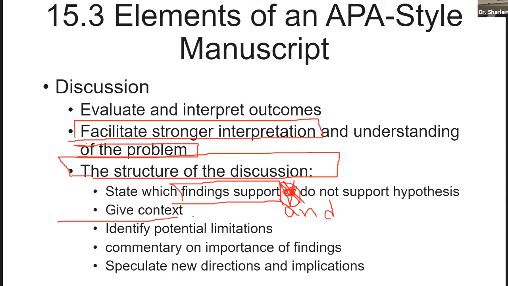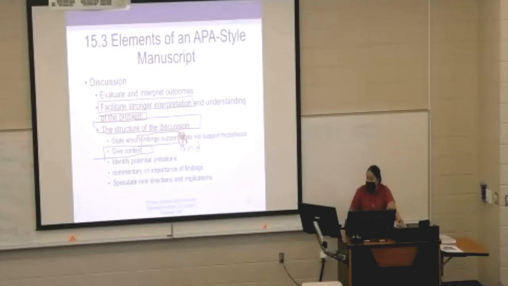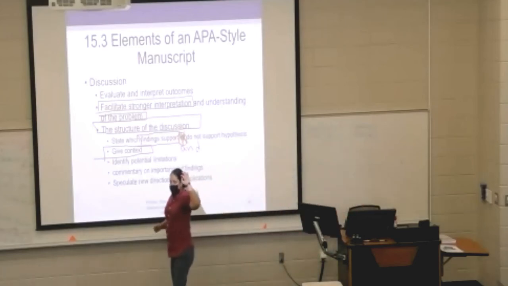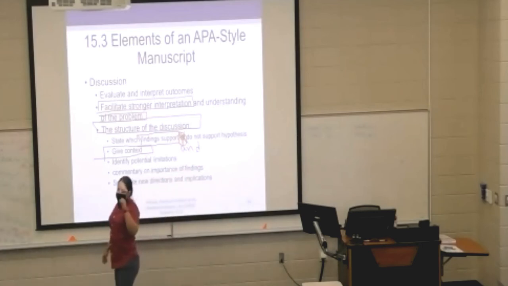Here you give context, right? And what do I mean by that? Why do we give context in the discussion? Well, I'm going to fall back to the example that I was giving you about that 2018 research. Like I mentioned, the 2018 research was on the impacts of religious discrimination towards anxiety in diverse populations.